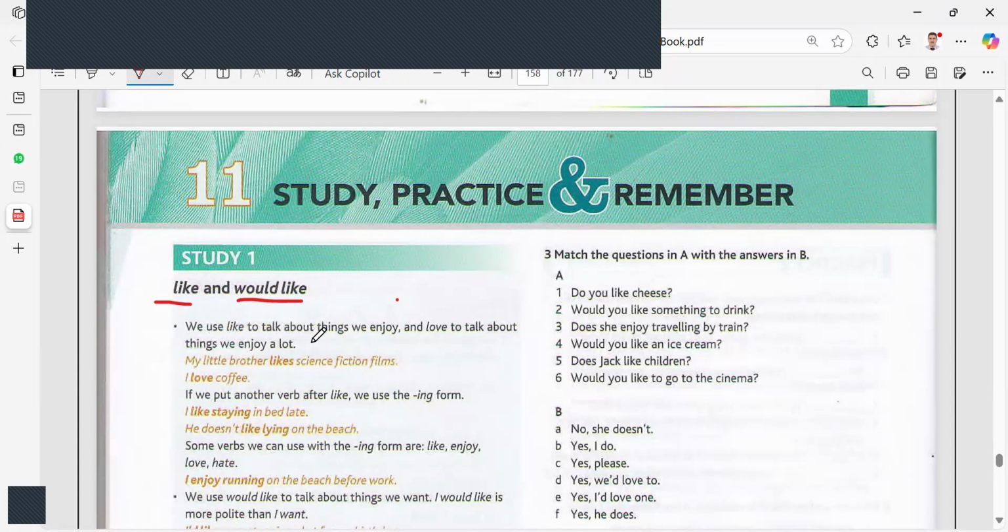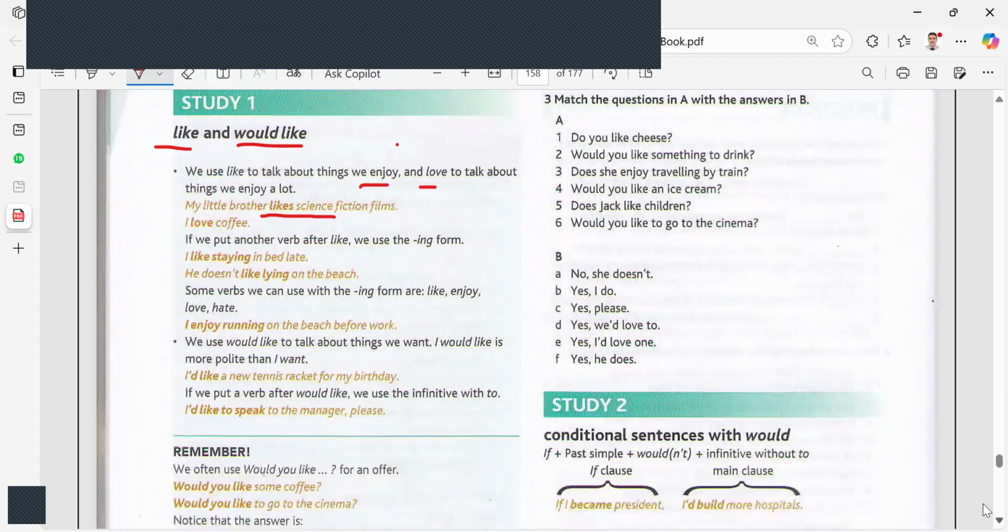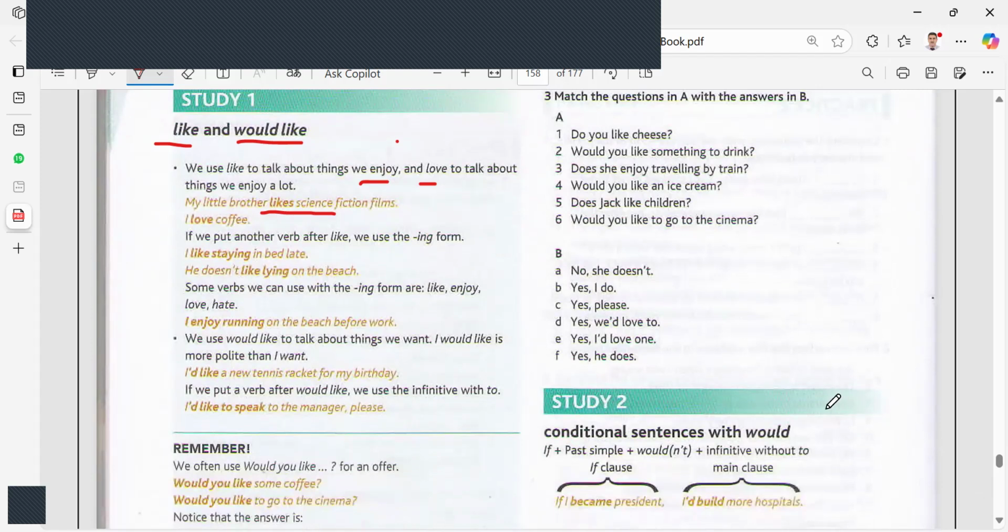We use like to talk about things we enjoy, love, things you enjoy a lot. For example, my little brother likes science fiction films. I love coffee. As you see, we use like or love to show your interests, something you enjoy doing.